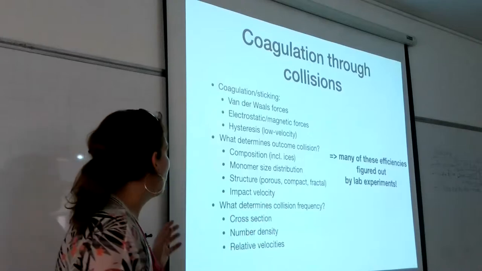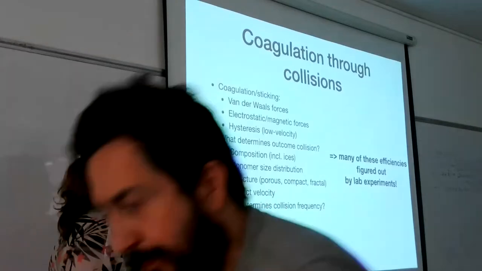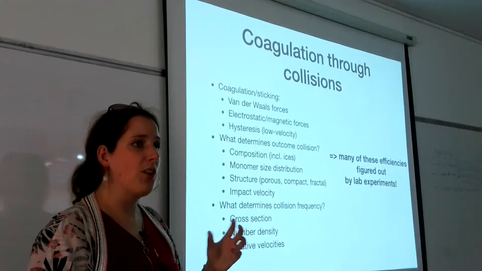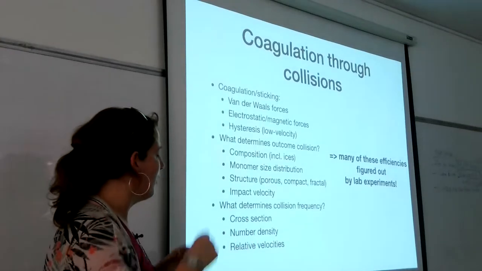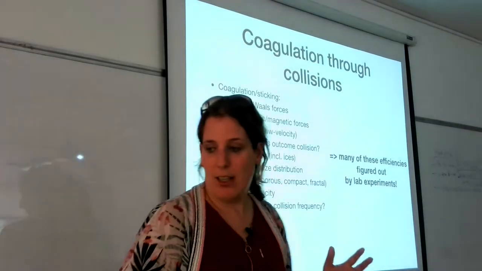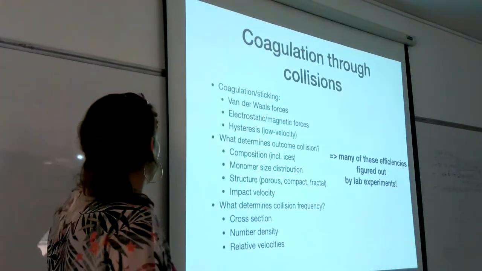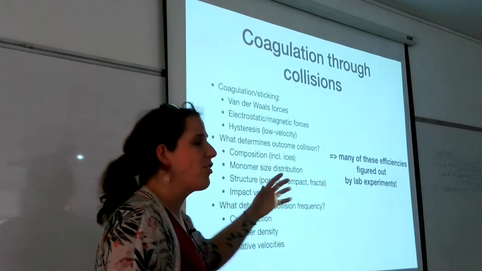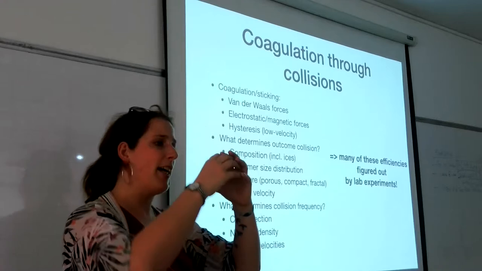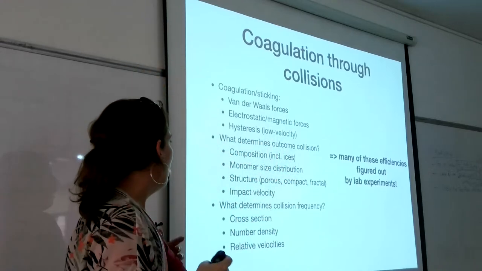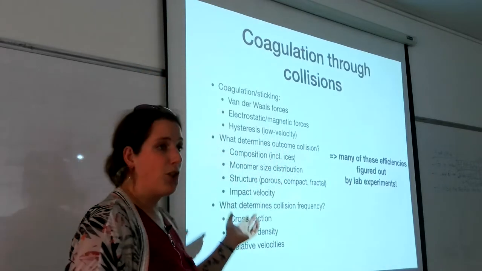There's an isolator on the membrane. The size distribution within the monomer. The structure of the dust grain, so whether the dust grain is compact or whether it's a fractal. And finally, of course, the impact velocity.